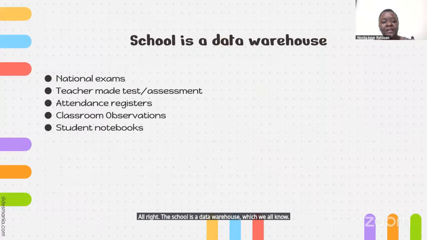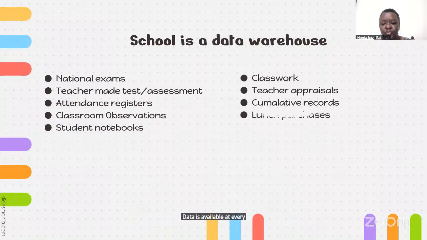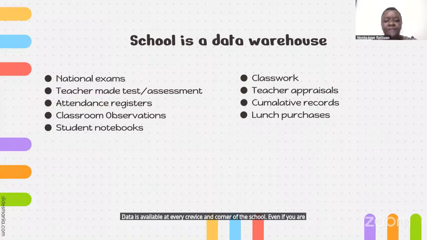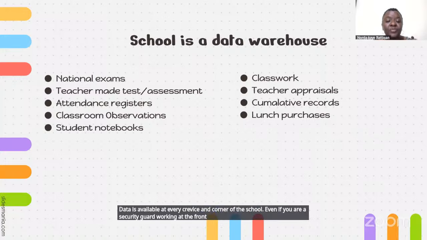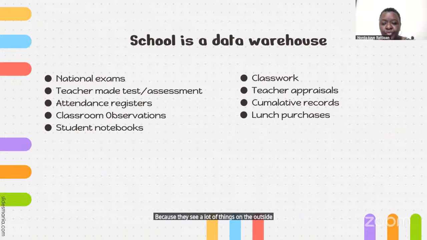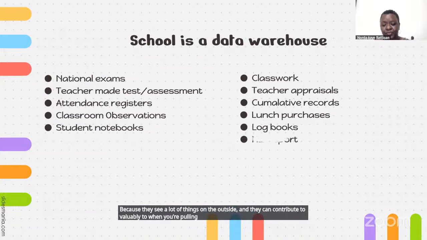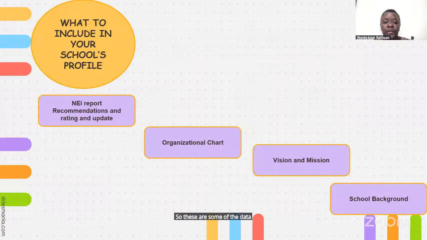All right. The school is a data warehouse, which we all know. Data is available at every crevice and corner of the school. Even if you are a security guard working at the front of the school, you have something to contribute to the school SIP, because they see a lot of things on the outside and they can contribute valuably when you're pulling and evaluating the school. So these are some of the data that schools will pull on.